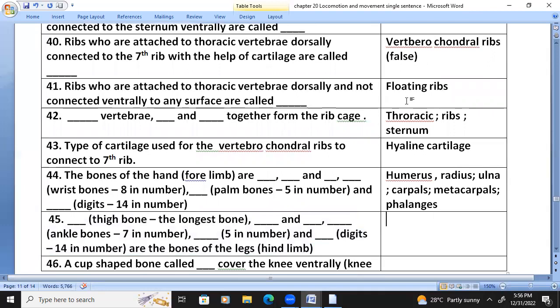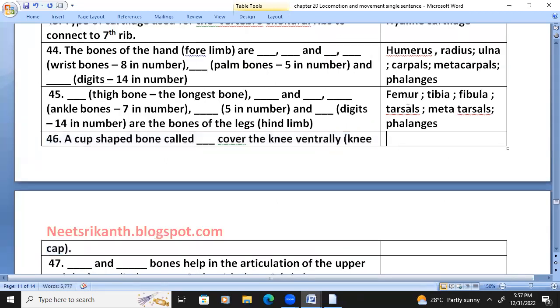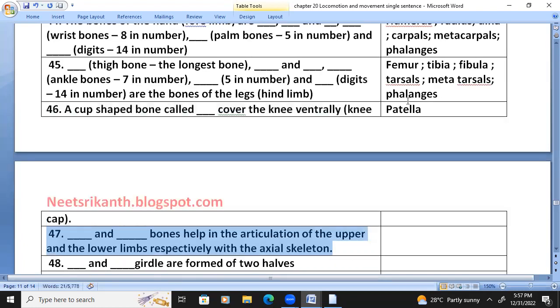Next, bones of the hind limbs: femur, tibia, fibula, tarsals, metatarsals, phalanges. A cup-shaped bone called the patella covers the knee ventrally, and it is called the kneecap.